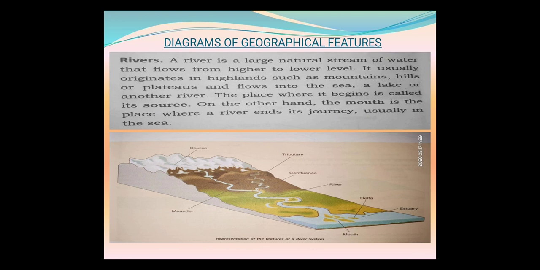The higher levels are mountains, hills or plateaus, whereas the lower level are plain, plateaus and mouth of the sea. Generally, river originates in these highlands and flows into sea or lake or another river. The place where it begins, that is mountains, hills and plateaus, are termed as source. On the other hand, where the river ends its journey, that is sea, is called the mouth.